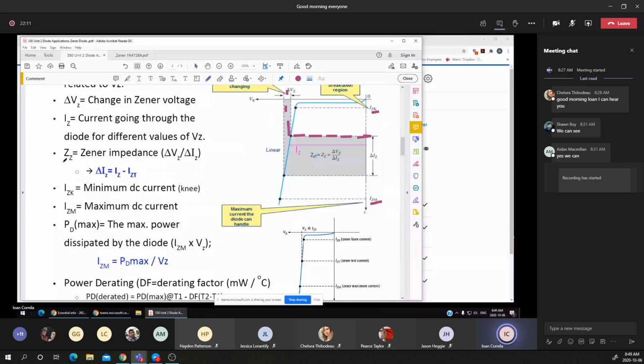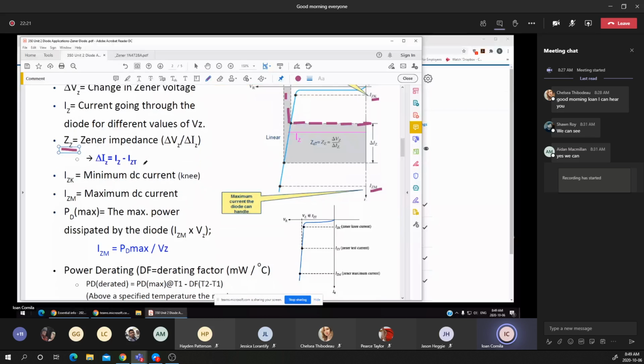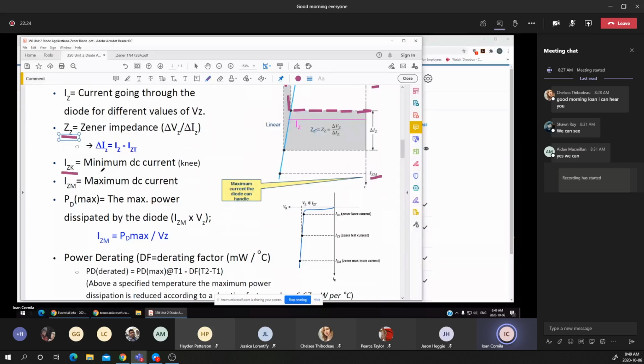I said that we are not using the ZZ, the zener impedance or the zener diode impedance. We are using the IZK. Remember that? That's one of the characteristics or one of the values that we may use in calculation. K again comes from the knee point, the minimum current that is required to maintain a constant voltage across the diode when it's in reverse bias.